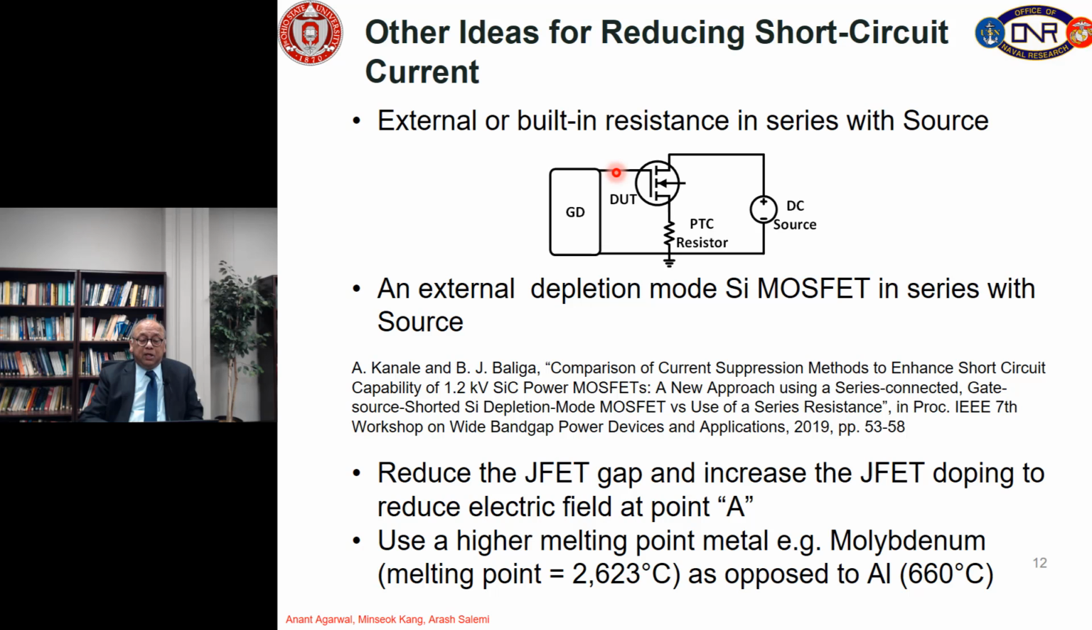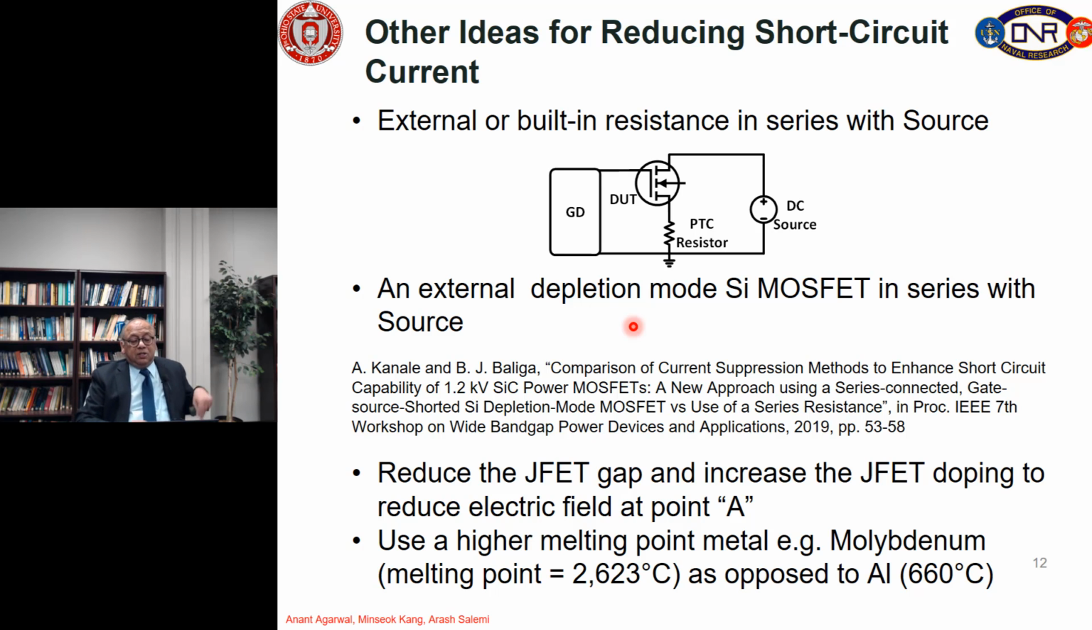But the price we are paying, of course, is that for low currents under the on state, this resistance adds to the on resistance of the MOSFET. So, it's not free, your on resistance goes up a little bit. Professor Baliga and his group came up with a nice idea recently. Here's the reference, they presented this.